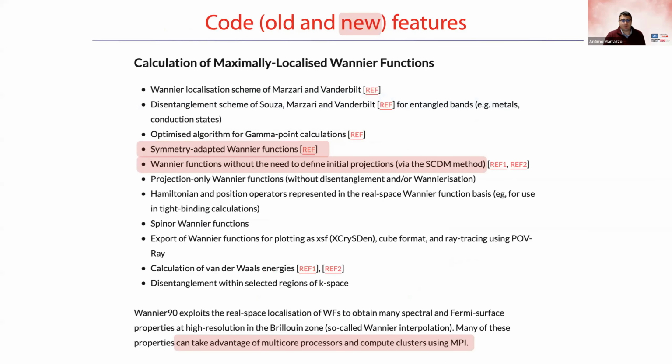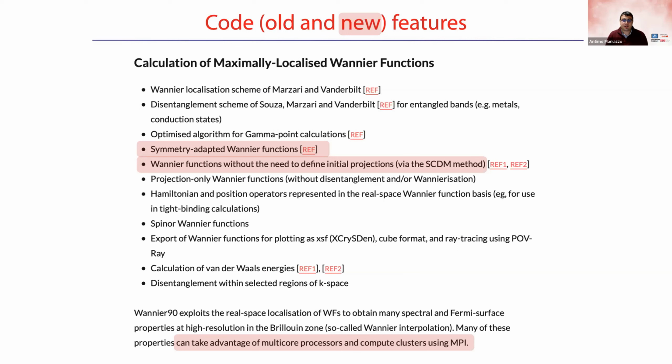The code has many features. I will not review all of them. I will just focus a little bit on the relatively recent and new features. Of course, it's a code that can produce maximally localized Wannier functions. It contains the Marzari-Vanderbilt scheme. You can do disentanglement. That's, I would say, the basics. But you can do even more sophisticated things like symmetry-adapted Wannier functions, where you obtain Wannier functions that are not necessarily maximally localized. There are symmetry constraints, and there are a number of different techniques to have more symmetric wave functions. I will not discuss this topic today, but it might be interesting for a number of you.